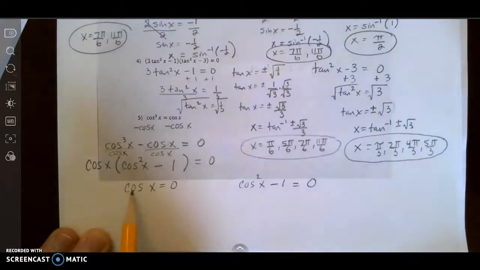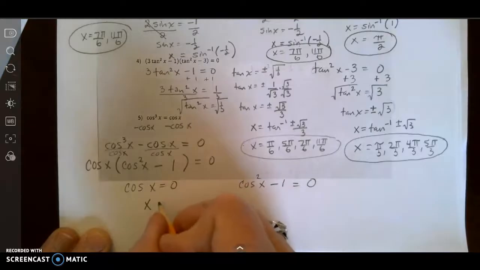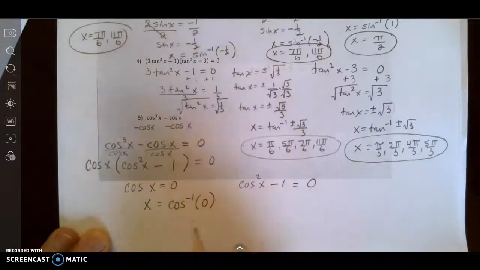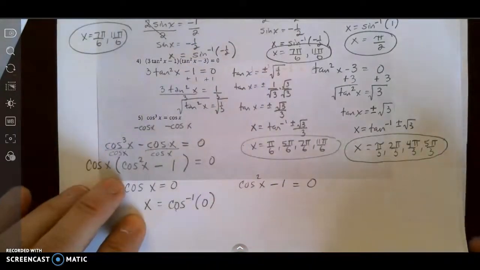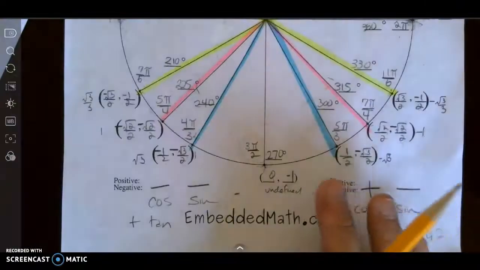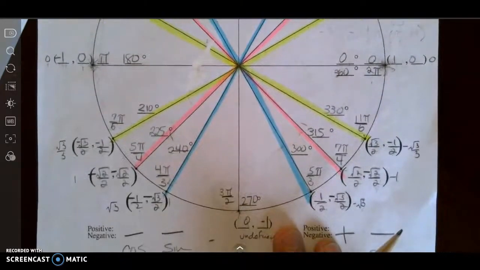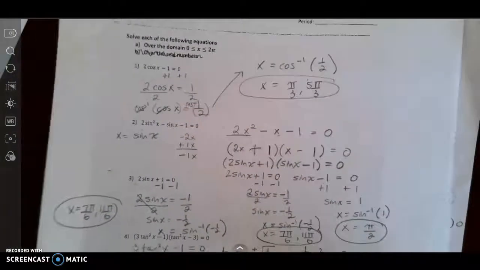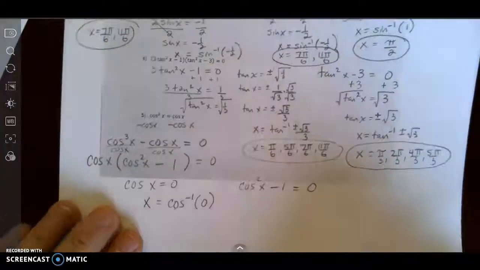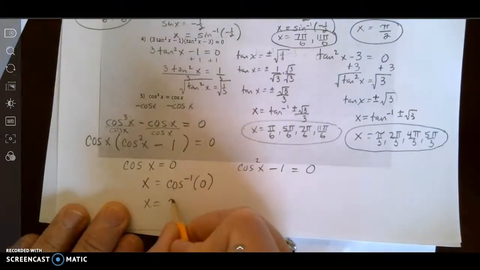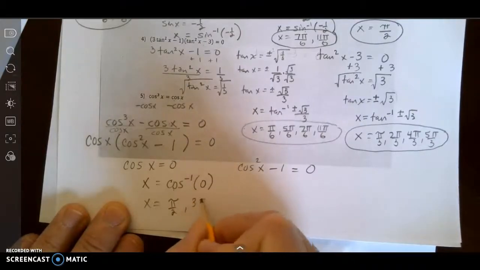Let's solve this one first. Take the inverse of each side. So x equals the inverse cosine of 0. So where is my x coordinate 0? Well, I look and I see that that happens at the top of the unit circle at pi over 2, and at the bottom of the unit circle at 3 pi over 2. So that's what I get for this first one. X equals pi over 2 and 3 pi over 2.